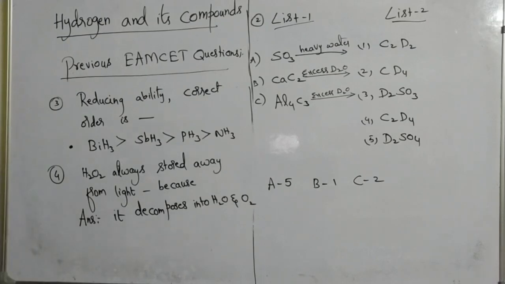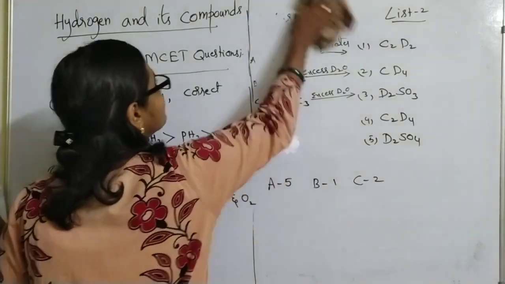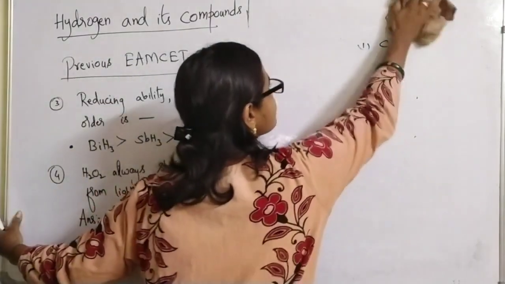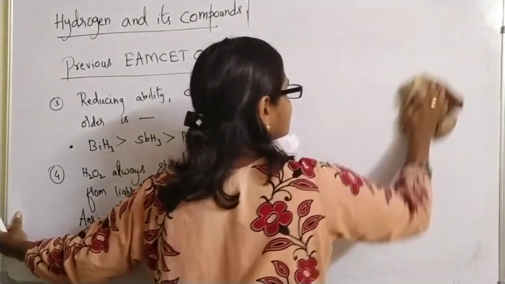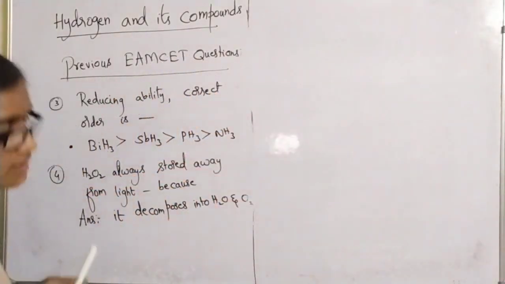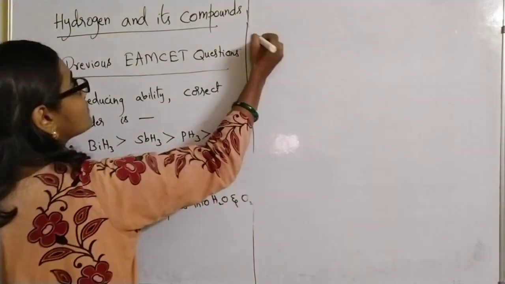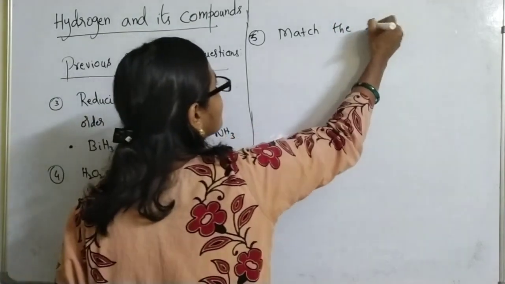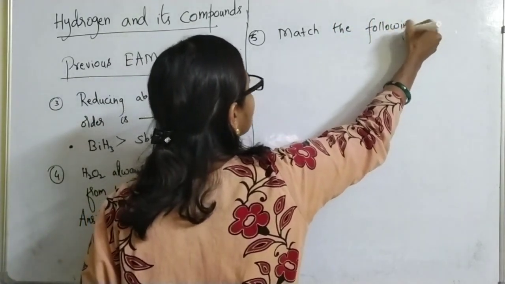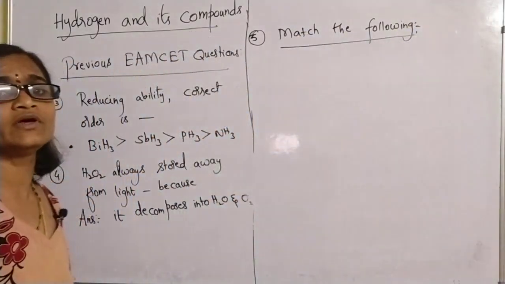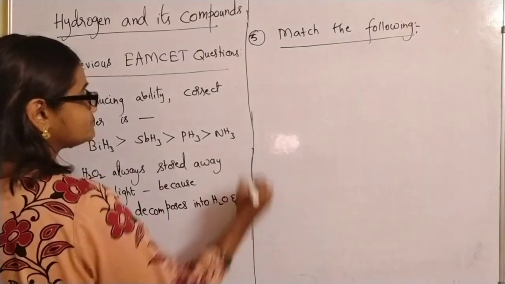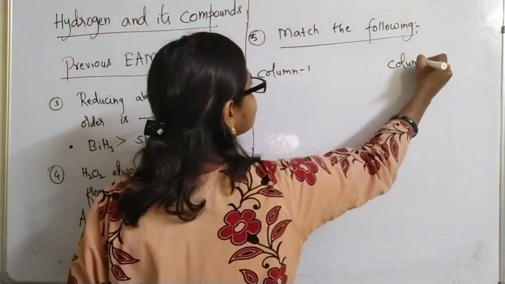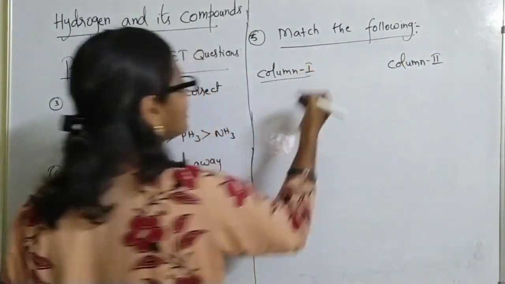Okay, so here also you have to do the match the following. Match the following questions are theoretical, I mean conceptual questions you will be getting. Okay, look at this. Question number 5, again you have match the following. What is given in column 1, column 2?